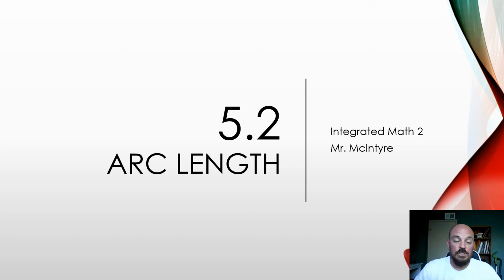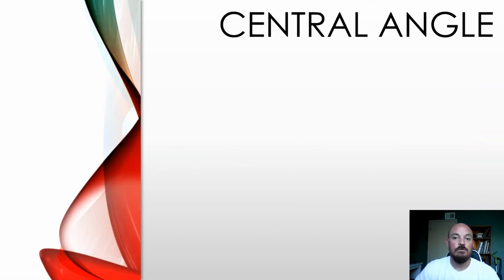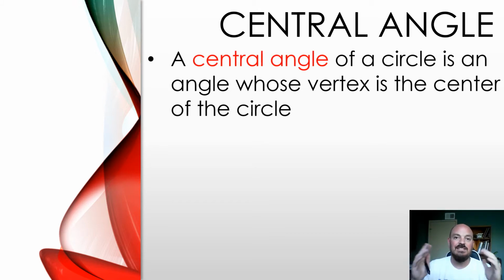All right, for 5.2, we're going to talk about what an arc is, an arc of a circle, and also how to measure arc length. But first, let's start with a vocab phrase, central angle. It is one of those vocab words that's exactly what it sounds like. It's an angle inside of a circle where the vertex is the center of that circle.